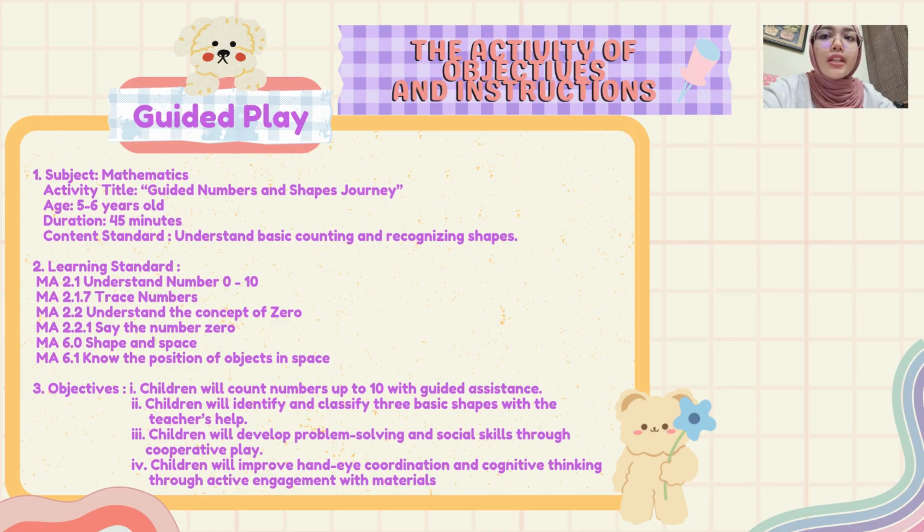For the objectives, the first one is children will count numbers up to 10 with guided assistance. The second one is children will identify and classify 3 basic shapes with the teacher's help. The third one is children will develop problem solving and social skills through comparative play. Last but not least, children will improve hand-eye coordination and cognitive thinking through active engagement with materials.